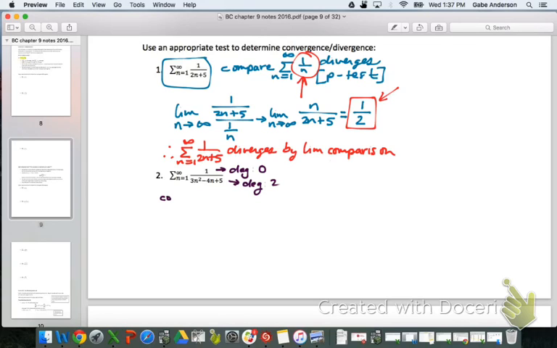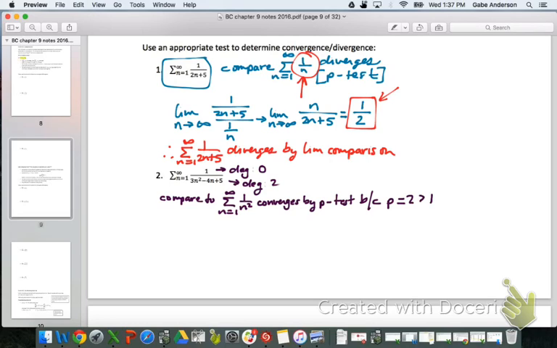So I'll write, compare to sigma from 1 to infinity of 1 over n squared. That's the exact same magnitude. The degree of the top is 0, the degree of the bottom is 2. And so this should make a good comparison. And we can say that this converges by the p-test because p is equal to 2, which is bigger than 1.